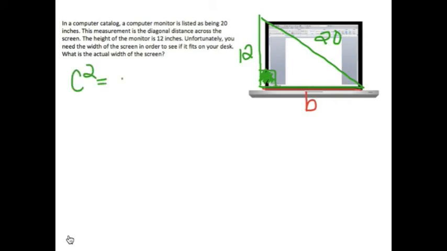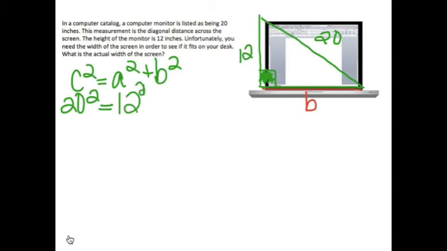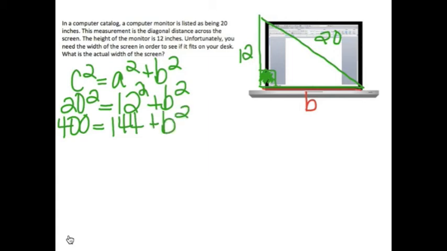The value of c, or the hypotenuse, is 20, and the value of a, or one leg, is 12. Let's square both of these numbers. Do you remember what we have to do next? Yes, you got it right. We have to subtract 144 on both sides of the equal sign.